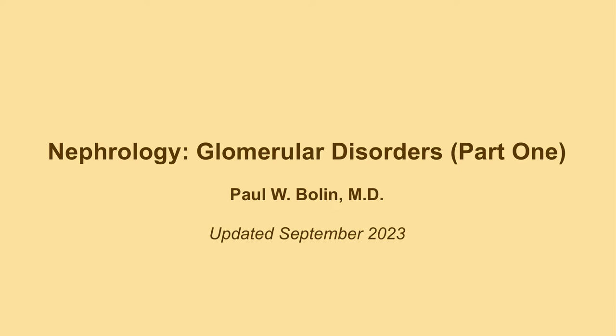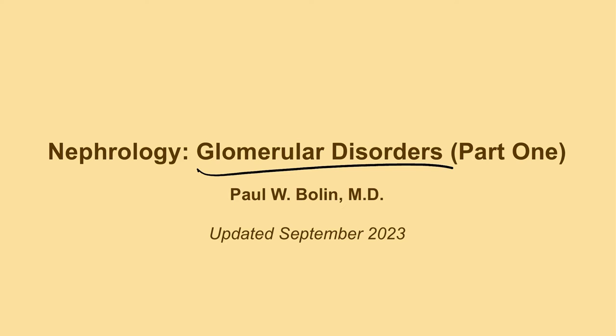Welcome back, everybody. This will be the first of two talks on the glomerular disorders. These are disorders that happen at the level of the glomerulus, which is the beginning of the nephron. Now, in a previous talk, I talked about tubulointerstitial disorders, which is where it affects the tubules, which is a different part of the nephron. So here we're talking about disorders that affect the glomerulus.